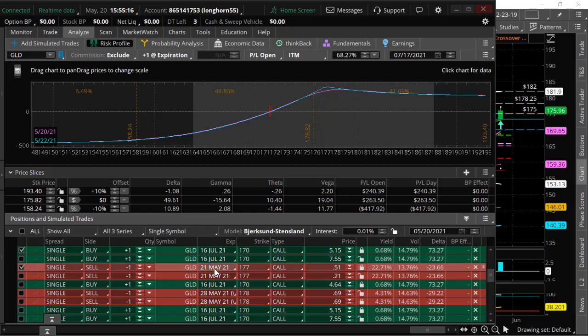That's going to be for expiration tomorrow. The 177 call brought in 51 cents, or $51. So we've got this spread, long the 170, short the 177, which is called a calendar diagonal. Our cost is $464 per spread, and today it was up $263 going into the close per spread. So that's a 57% return.